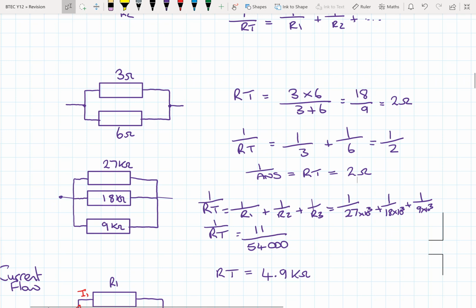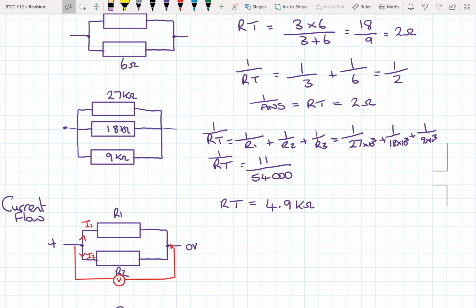Okay, so we're now going to look at current flow in a parallel network. If we place a voltmeter across our parallel network, we're going to have exactly the same voltage across each resistor because electrically they're at exactly the same point. So we're going to have the same voltage across each of the resistors. Now, if the resistors are different, then we're going to have different currents going in different ways.